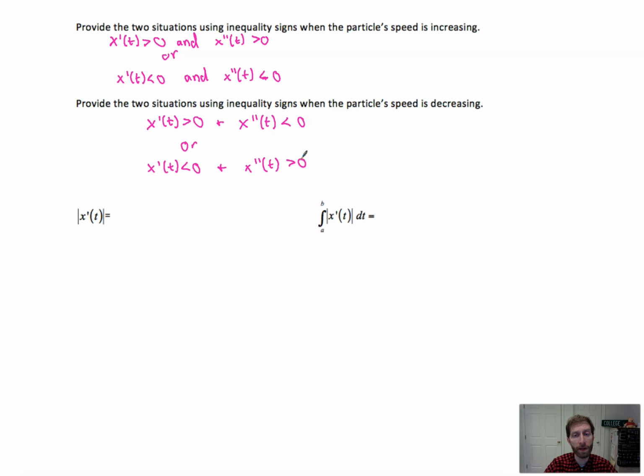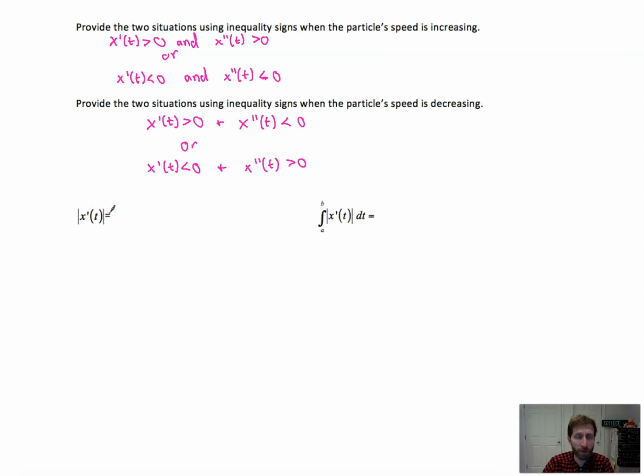And those make sense because if your acceleration is greater than 0, drop my pencil there, then that means you're being pushed in this direction. But if your velocity is negative, it means you're going to the left. So they're working against each other. So you're going this way, but you're being pushed that way. You're slowing down. Whereas if we're going in the negative direction and the velocity is pushing us that way, we're speeding up. Okay, so what do these things mean?